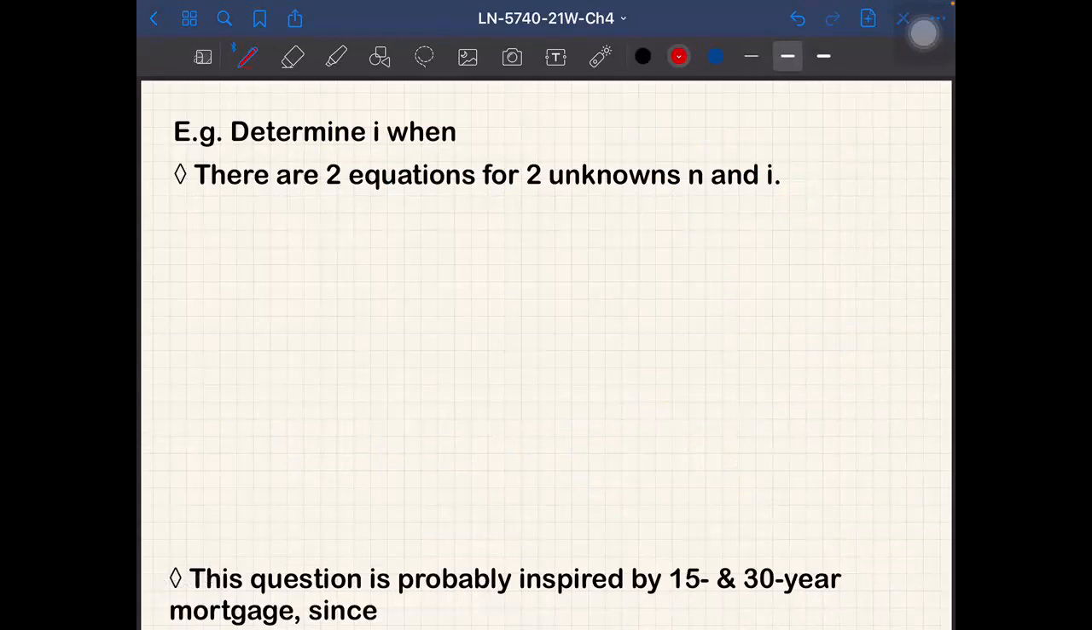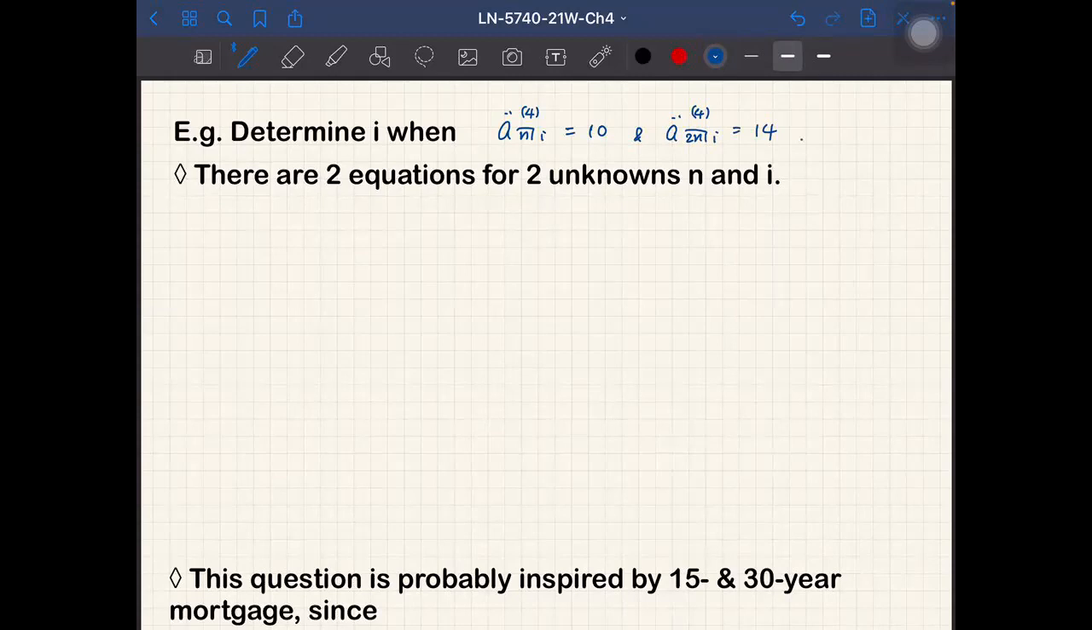Determine i, the interest rate, when the annuity-due a double dot angle n, superscript 4, is equal to 10, and the annuity-due a double dot angle 2n, superscript 4, is 14.